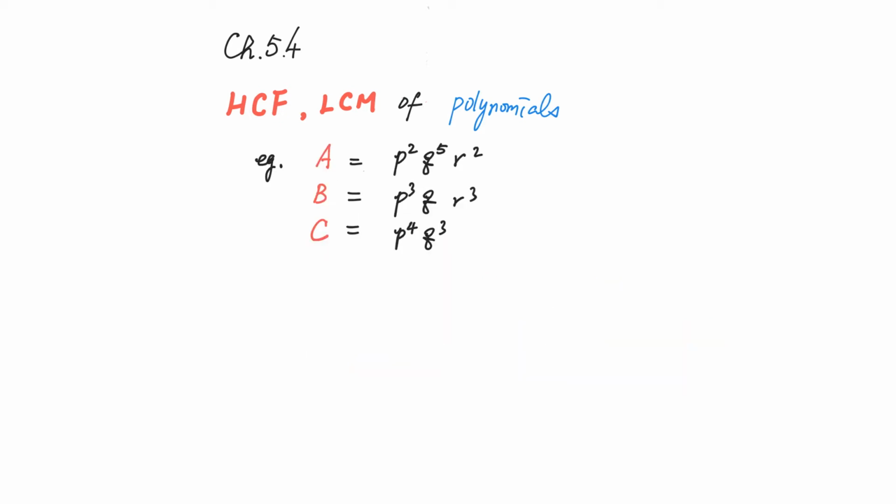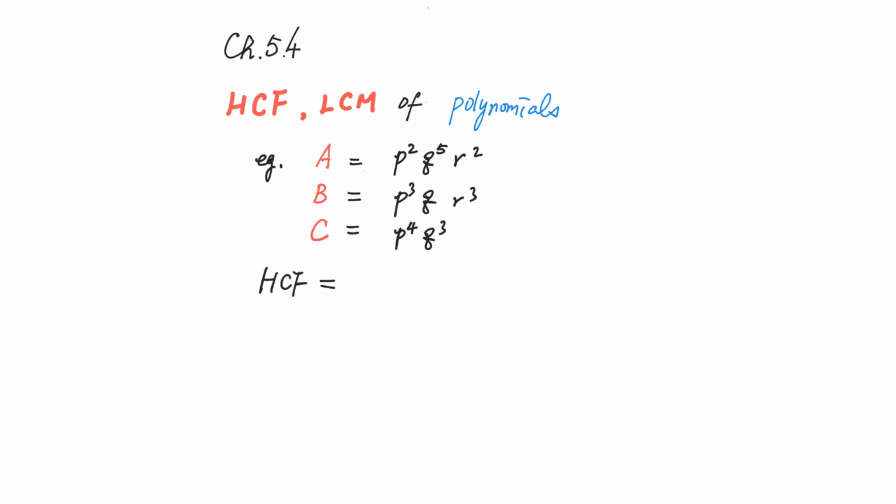How about when we are dealing with polynomials? In this case, polynomials of P, Q and R. What are the HCF and LCM of A, B, and C? A, B, C are polynomials, and we have factors of polynomials. So we can talk about common factors, common multiples. So what are they? For HCF, we look at factors.